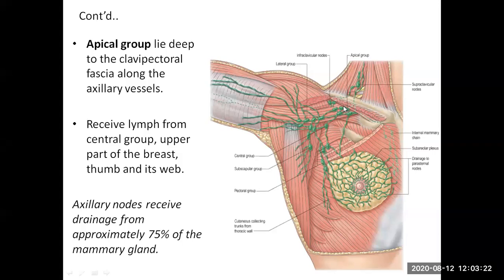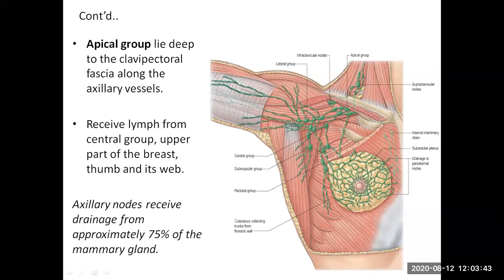This apical group of axillary lymph nodes receives lymph from the central group, from the lateral group, from the subscapular group, and from the pectoral group. It receives the lymphatic drainage from this group of lymph nodes.